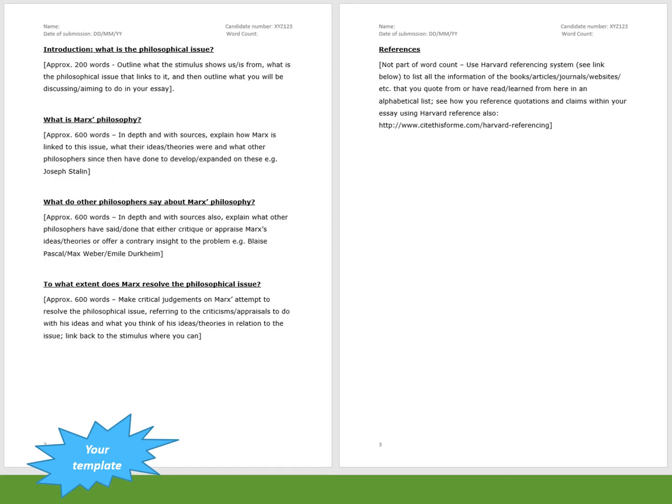Okay. These are the sections that we have signed off in our template, and the first part is up here. Introduction, what is the philosophical issue? And again, it says there 200 words roughly. Outline what the stimulus shows us, what the philosophical issue that links to it is, and then outline what you will be discussing, aiming to do in your essay. So again, very straightforward instructions, not a very long section at all.